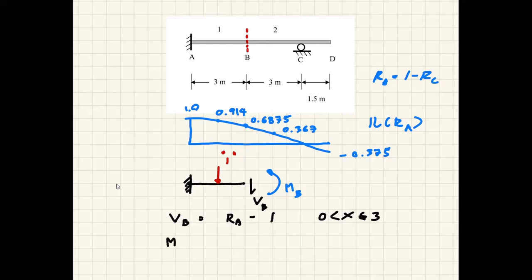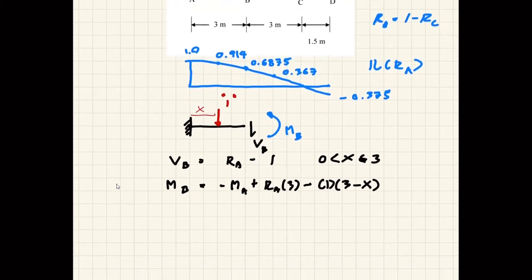And your moment equation, MB, oops, my bad, will be equal to minus MA plus RA multiplied by 3 minus the unit load itself, 1 multiplied by 3 minus x. Okay, yep, this is our x.